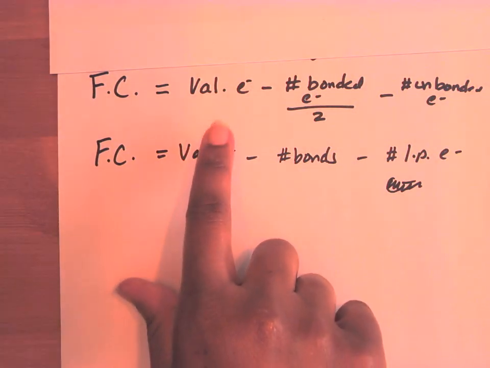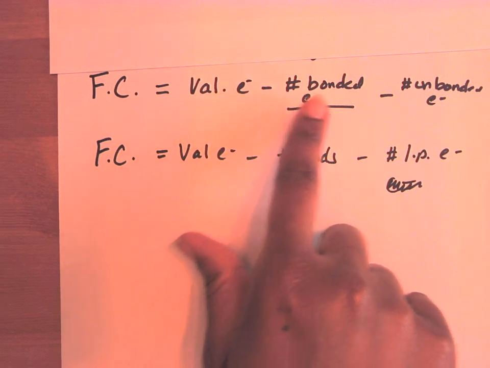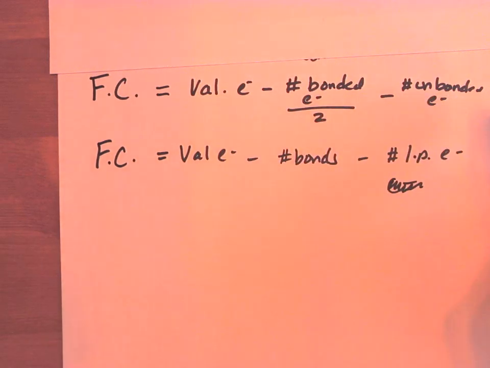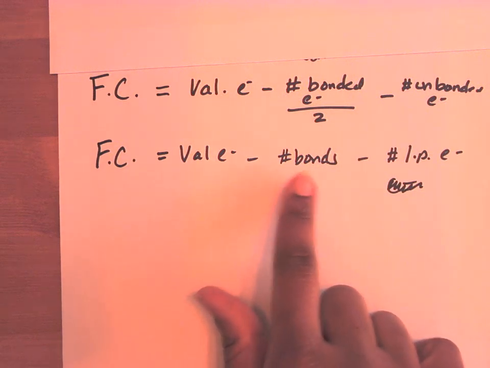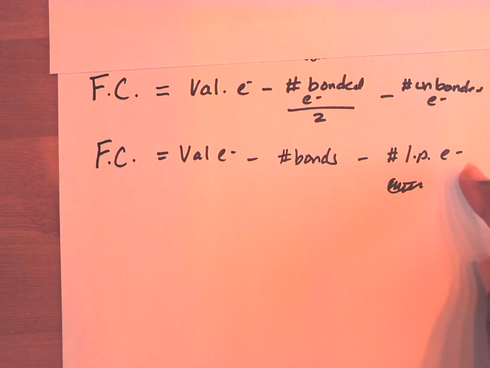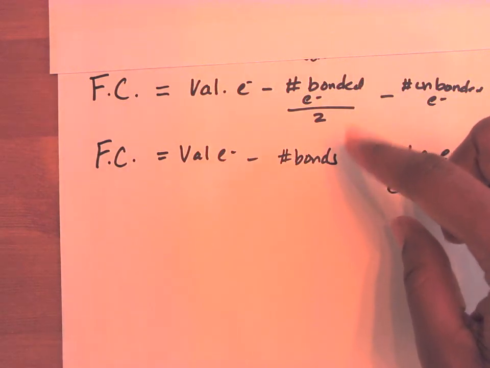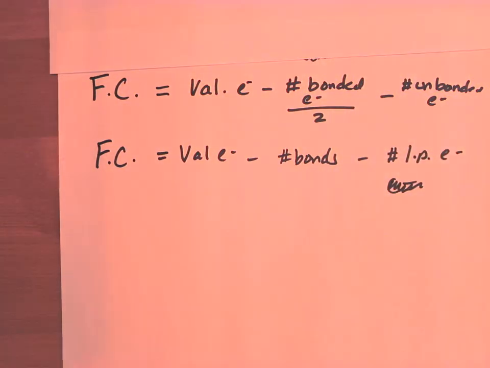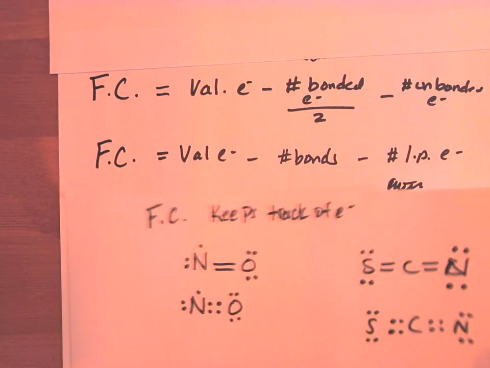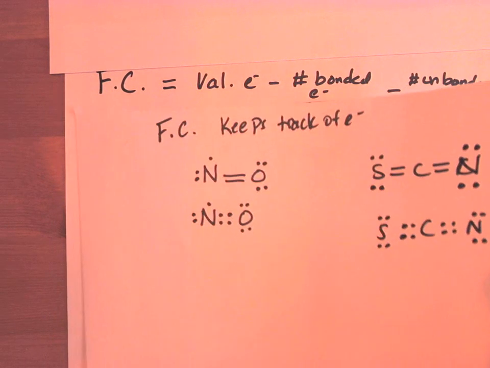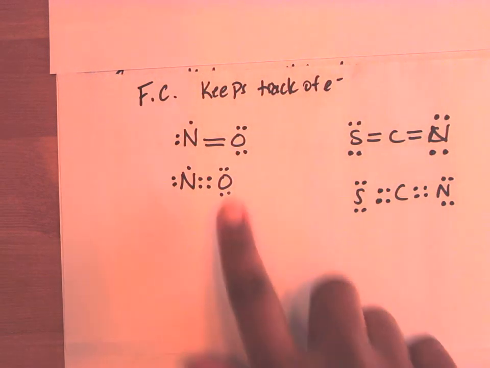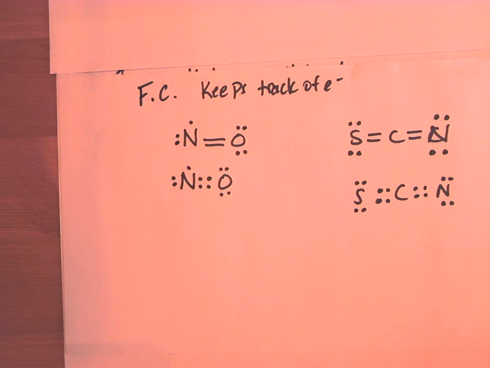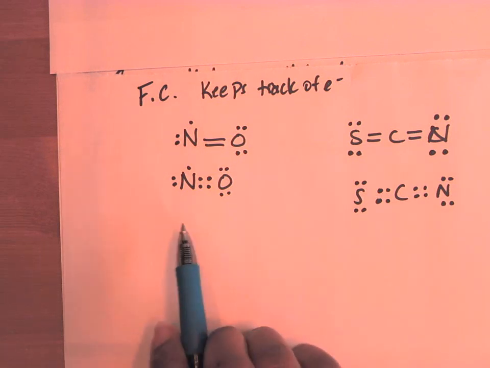So the two equations you may see are something like valence electrons minus number of bonded electrons divided by 2 minus number of unbonded electrons. Or you may see a simpler one where it's valence electrons minus number of bonds minus number of lone pair electrons. These two equations do the same thing because if you look at a molecule like this, what you're trying to do is figure out how many of the electrons the atom actually owns in the molecule if the atom were to leave the molecule, versus how much they started with.